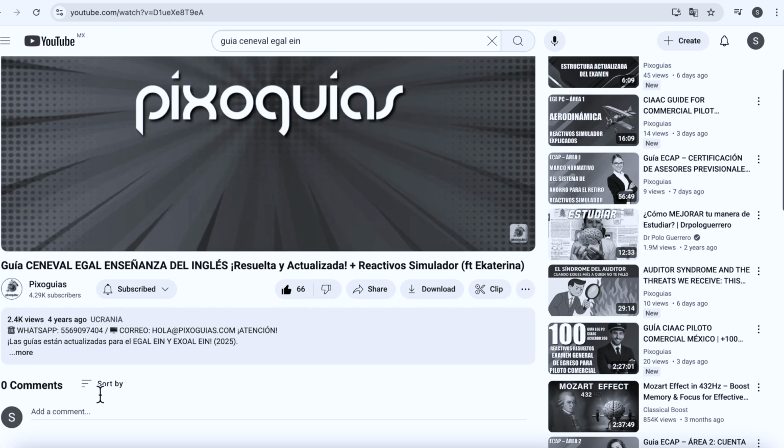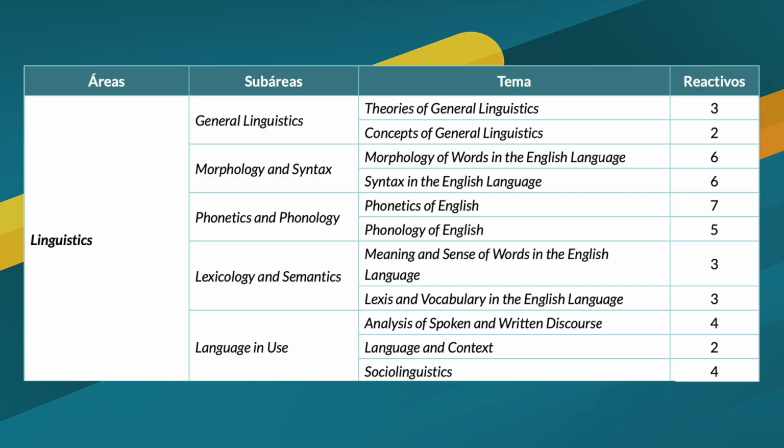The areas are: the first area is linguistics. The sub-areas are general linguistics, morphology and syntax, phonetics and phonology, lexicology and semantics, and finally, language use. It's important to note that the first area of the last syllabus, that was origins of English, is not going to be evaluated in the exam anymore.